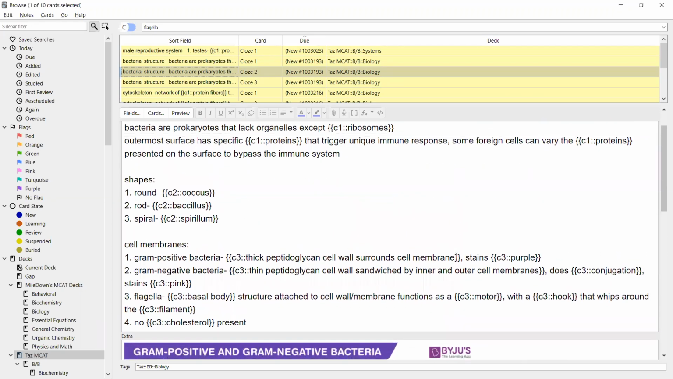So, the gram-positive ones, which have the thick peptidoglycan cell wall, stain purple, and the gram-negative ones have a thin cell wall, but they have 2 membranes, and these guys stain pink. And the difference is that the gram-negative bacteria are the ones that are able to participate in conjugation.